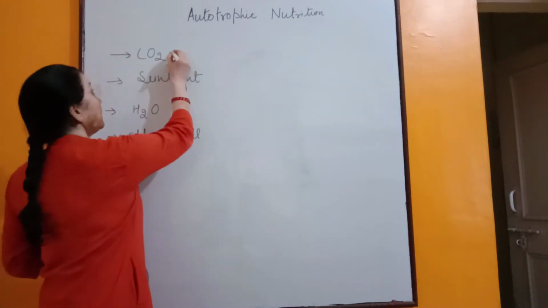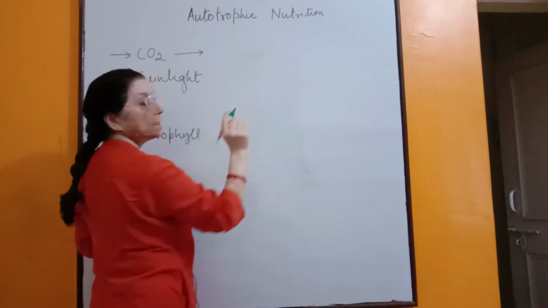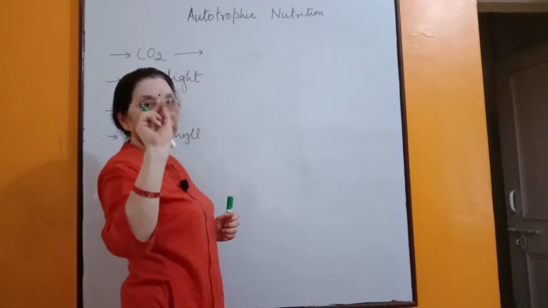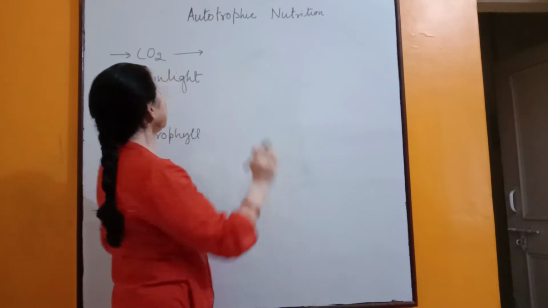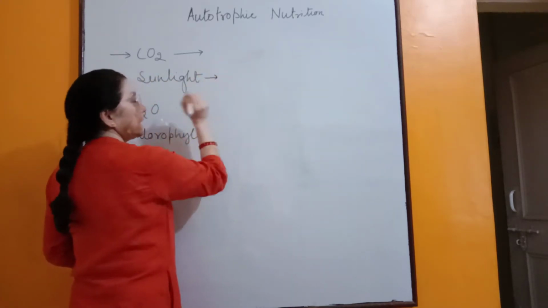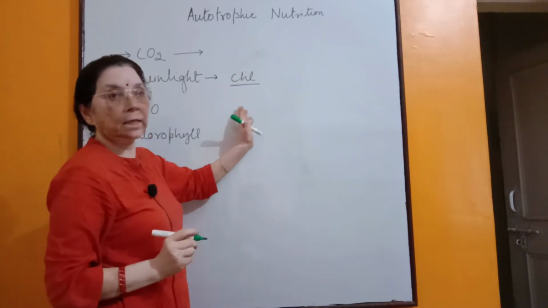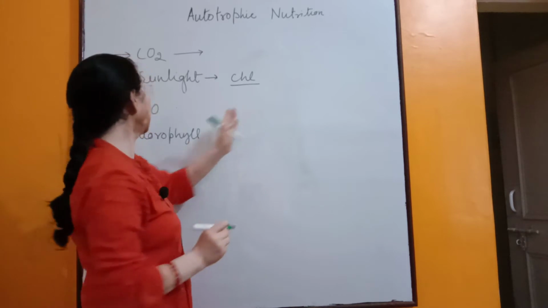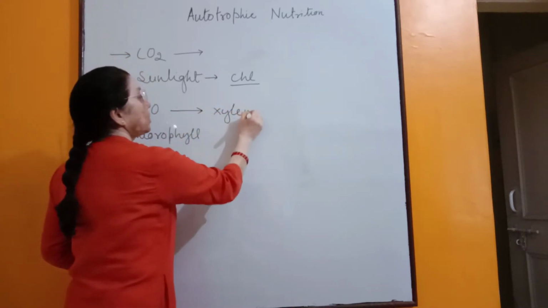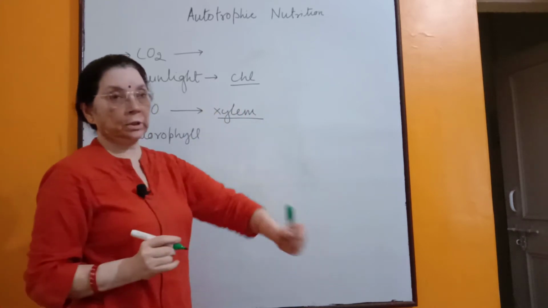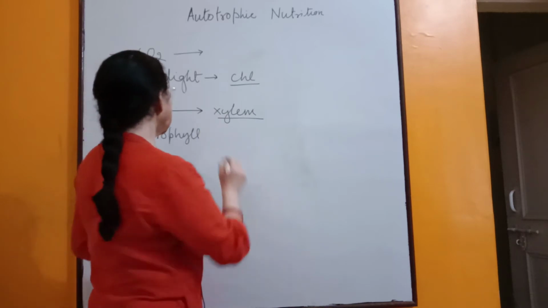How do plants take up carbon dioxide? They take carbon dioxide through small pores present in their cells, which we call stomata. Sunlight is absorbed by a molecule present in a plant cell. That molecule is called chlorophyll. Water enters the plant through a tissue called xylem. Through the roots they absorb water, and it reaches the upper part of the plant.